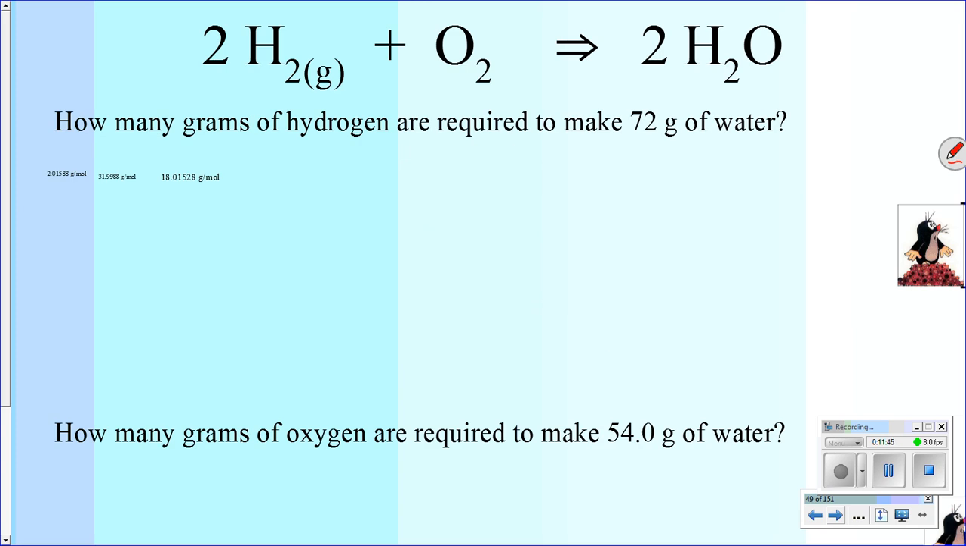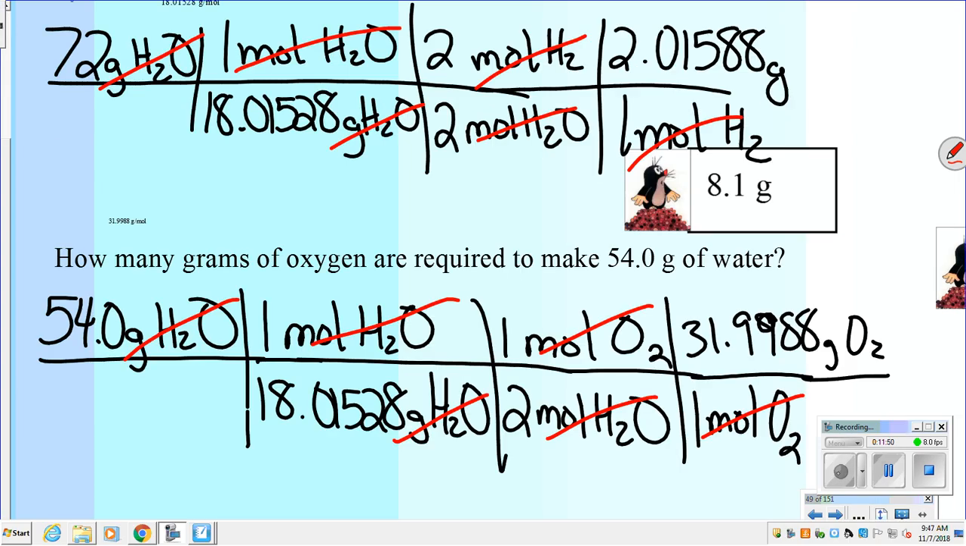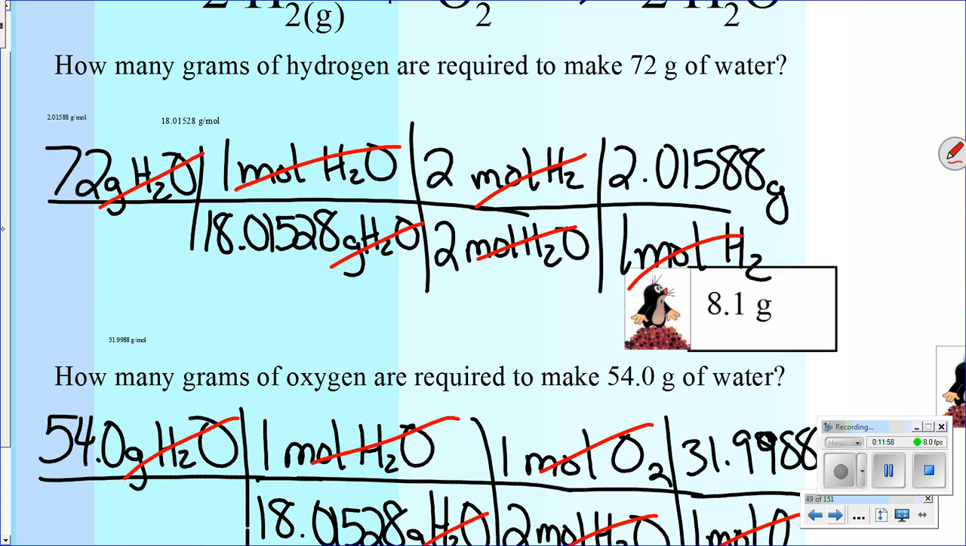So we can go ahead and pause the video for a minute, and I will put the answers to each of these up. So let's take a minute and look at these 2 problems. In the first one, we started with our 72 grams of water. That's what the problem gave us, so just to be clear on where that came from.